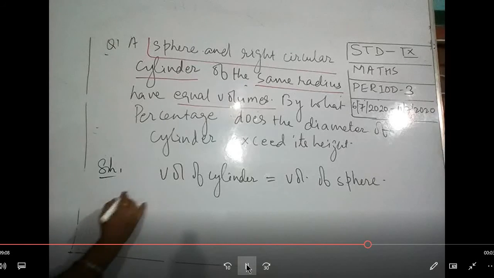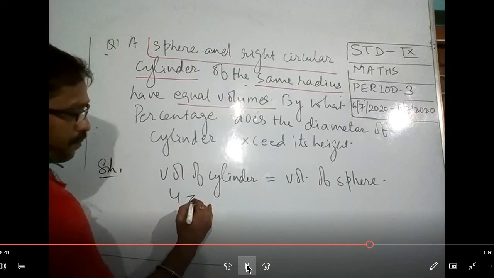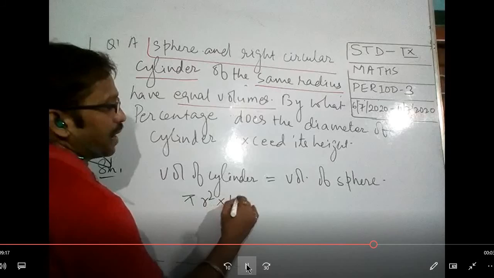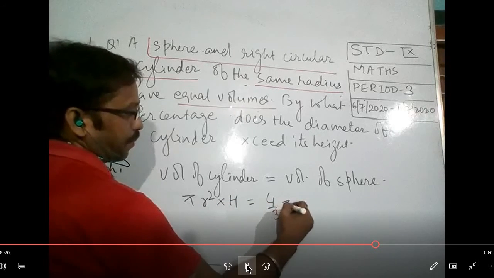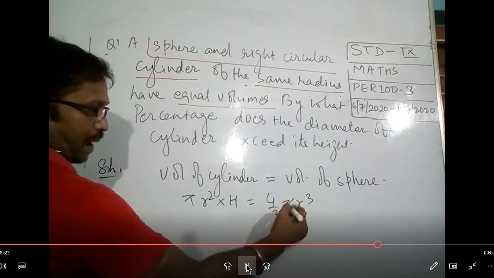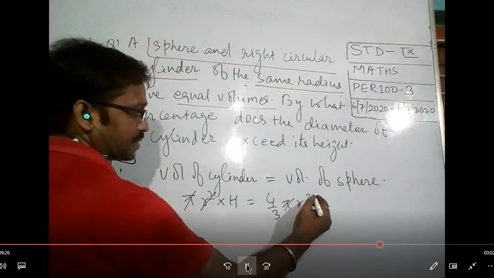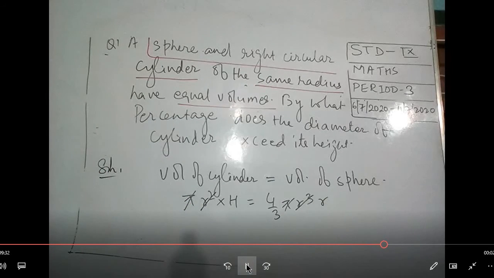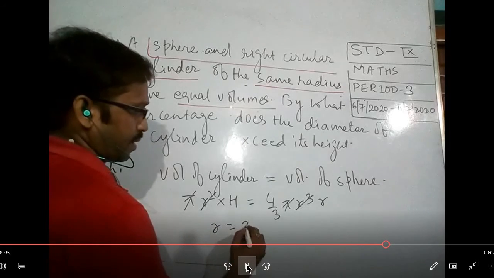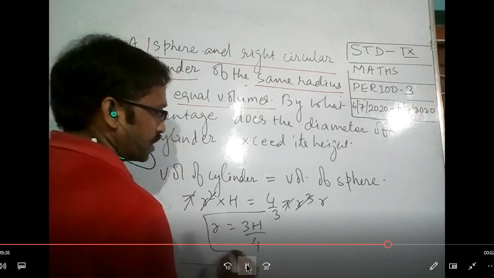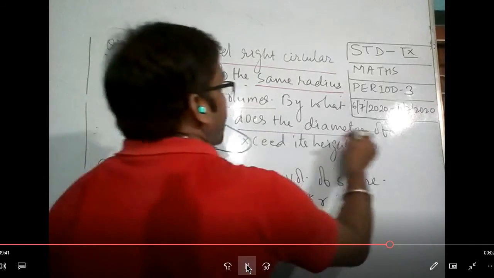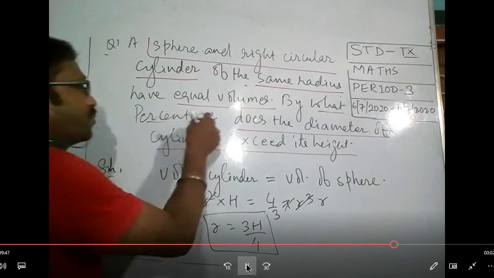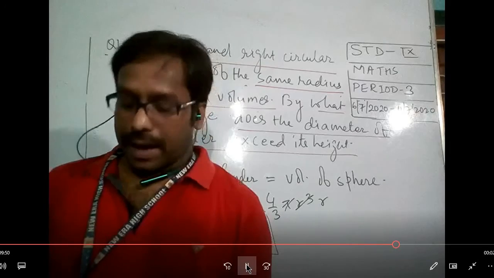So we can say that for the cylinder, pi r square h is equal to the volume of the sphere, which is 4 by 3 pi r cube. Pi cancels, r square cancels with this r. Then r is equal to 3h by 4. This is one piece of information we have to give, because they are asking how much the diameter of the cylinder exceeds its height. By what percentage? That means we have to find the net increase and then the total, and then we can find it.